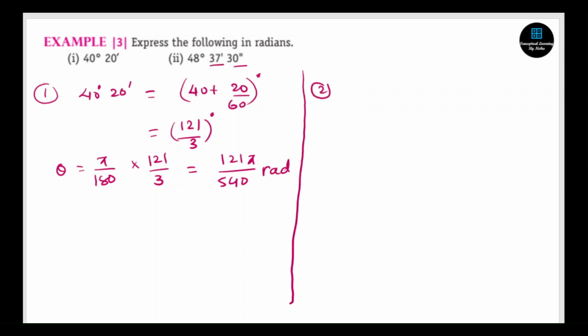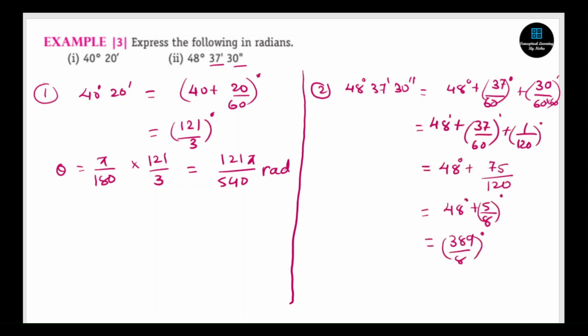Now here minutes and seconds both are there. So first of all, we'll write this as 48 degrees plus 37 over 60. Now we are writing in terms of degrees, plus again 30 over 60 times 60, right? Because I am converting into degrees now. So total answer in terms of degrees. Now finally when we simplify this, we'll get 389 over 8 degrees.